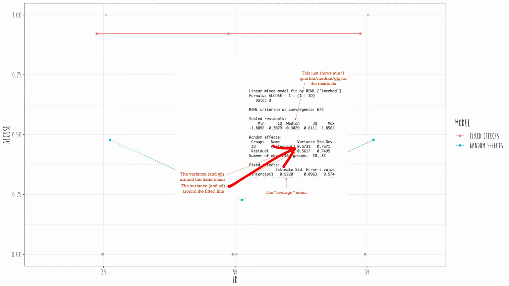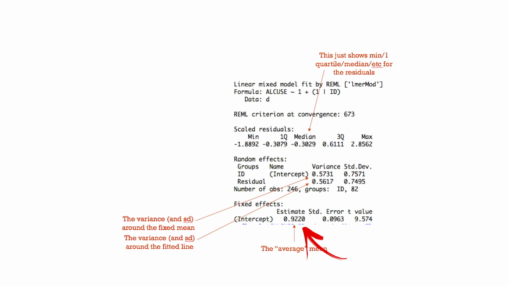Maybe it's best to understand this visually. This 0.5731 represents the deviation of each group's mean from the fixed effect. The 0.5617 represents the deviation at each time point from their average across the 3 time points. And right there is the fixed effect. That is saying that on average across all people, across all time points, we average 0.922 drinks a week. Lovely! So that is a random effects ANOVA. Again, random effects ANOVA has no predictors.